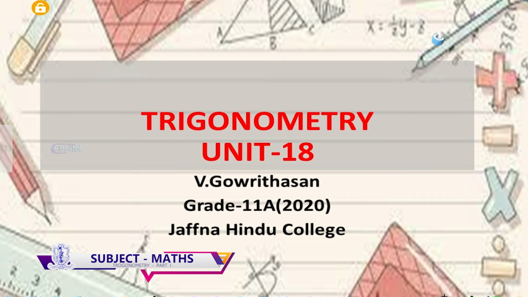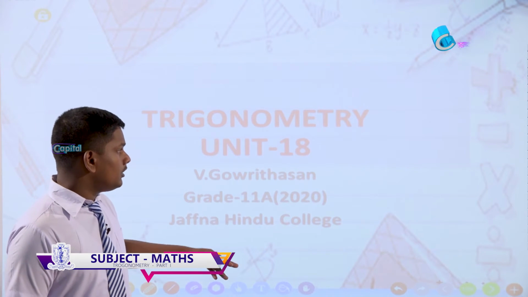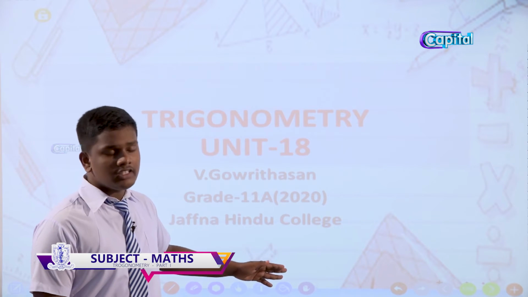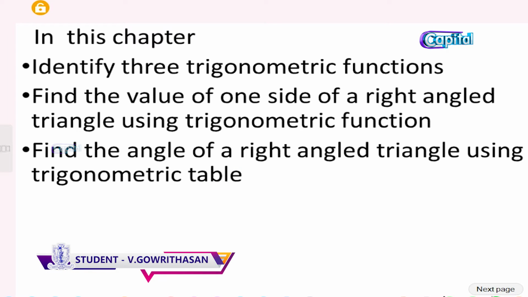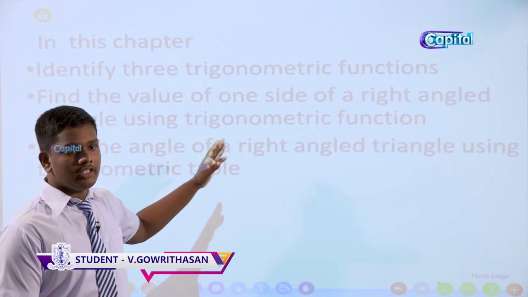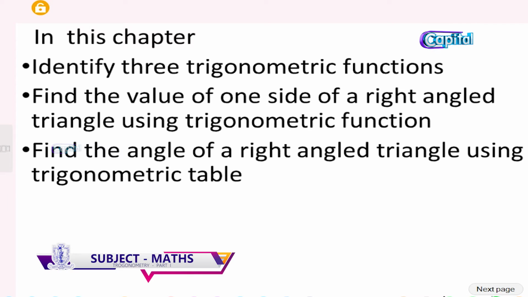Today we are going to learn about the trigonometry subject in grade 11 according to the third term syllabus. So, what is trigonometry? Trigonometry is a branch of mathematics which describes the relationship between the angles and sides of a triangle. In this chapter, we are going to learn about 3 trigonometric ratios. But there are 6 trigonometric ratios. Using them, we are going to find one side of a right angle triangle using trigonometric functions.